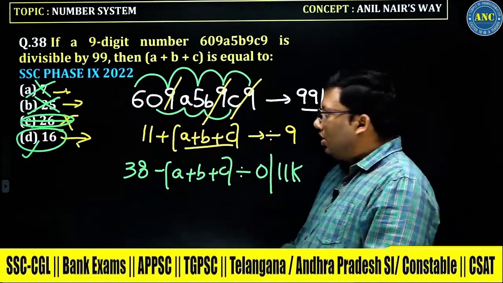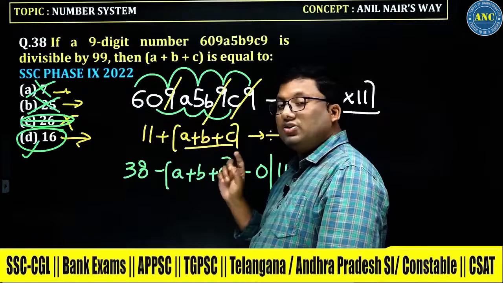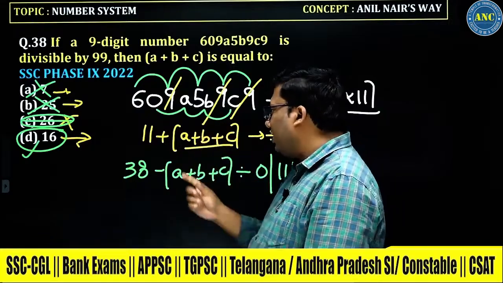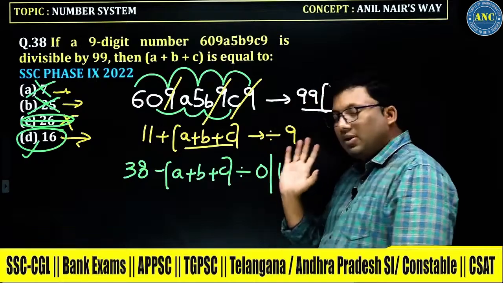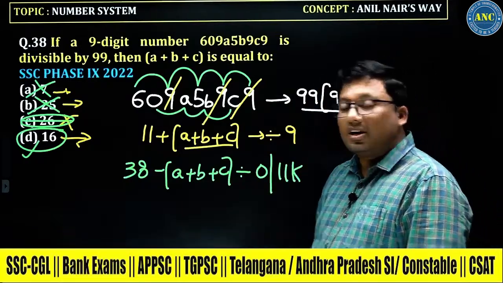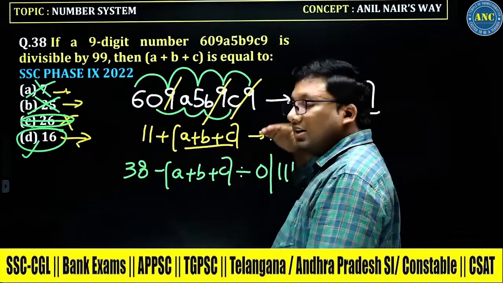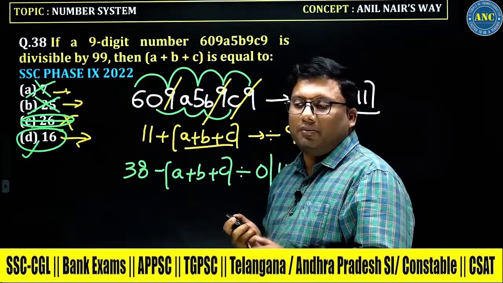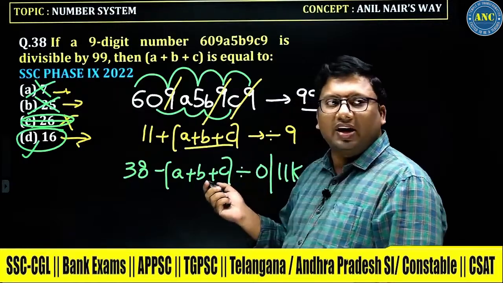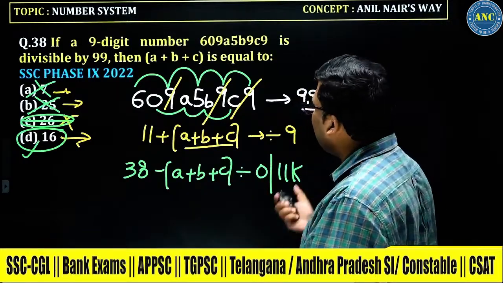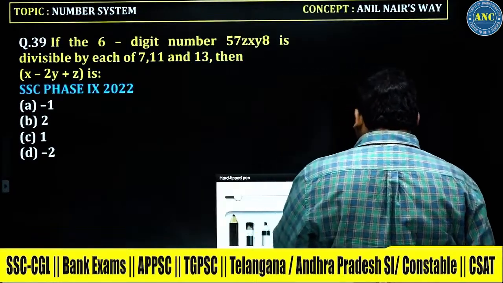Two conditions it needs to satisfy. 11 plus 16 is 27, divisible by 9. 38 minus 16 is 22, divisible by 11. Good question where both the divisibility rules of 9 and 11 are used. I hope the idea is very much clear. Next one.